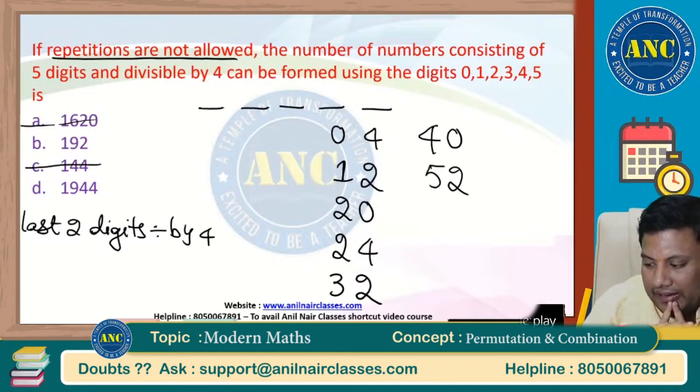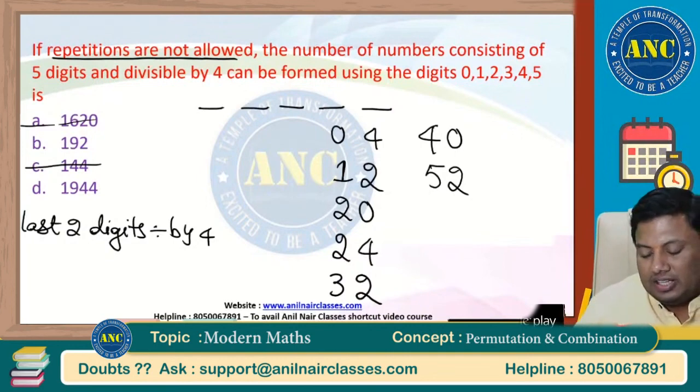Next one 20. 24 also we have taken. Next one 30. 32 we have taken. Next one 40, 41, 42, 43, 44, 45. Next one 50, 51, 52. Repetition is not allowed. Total how many digits are there?